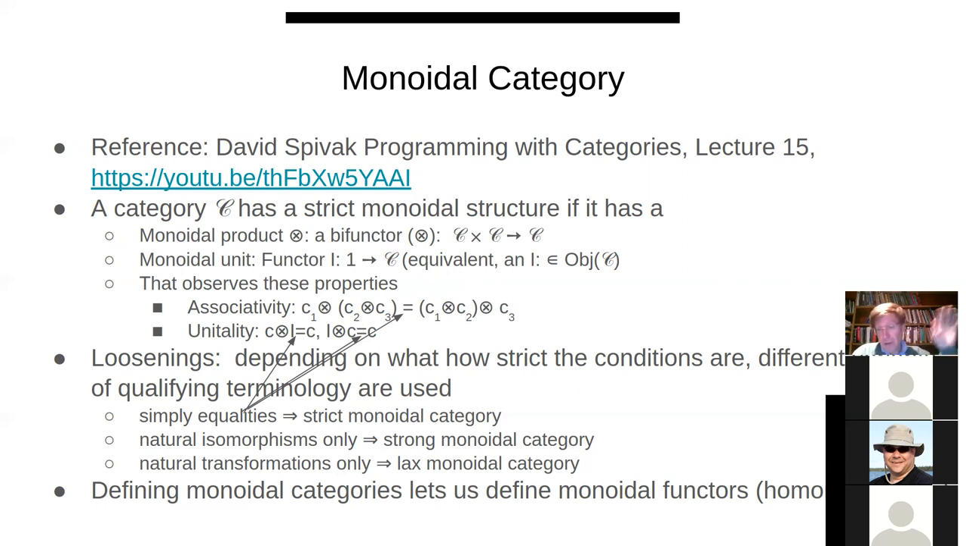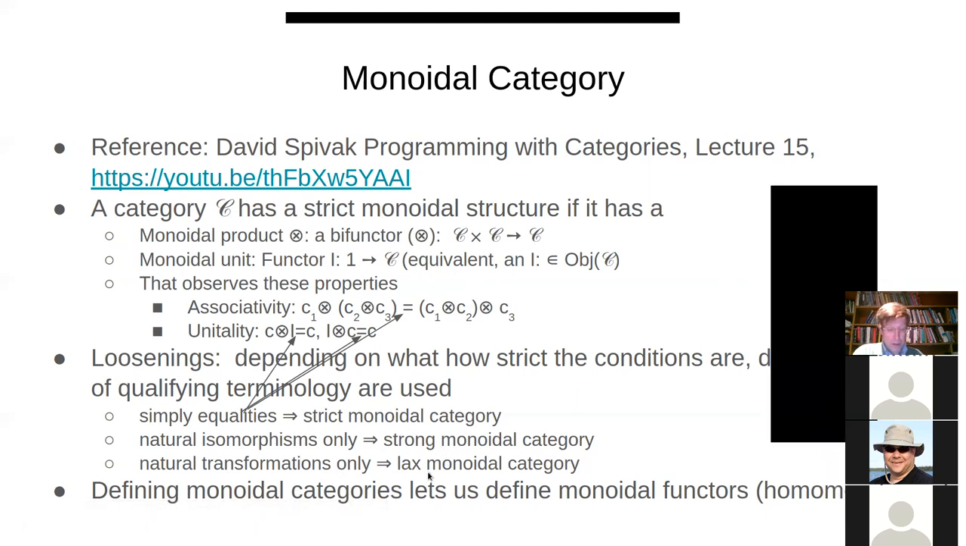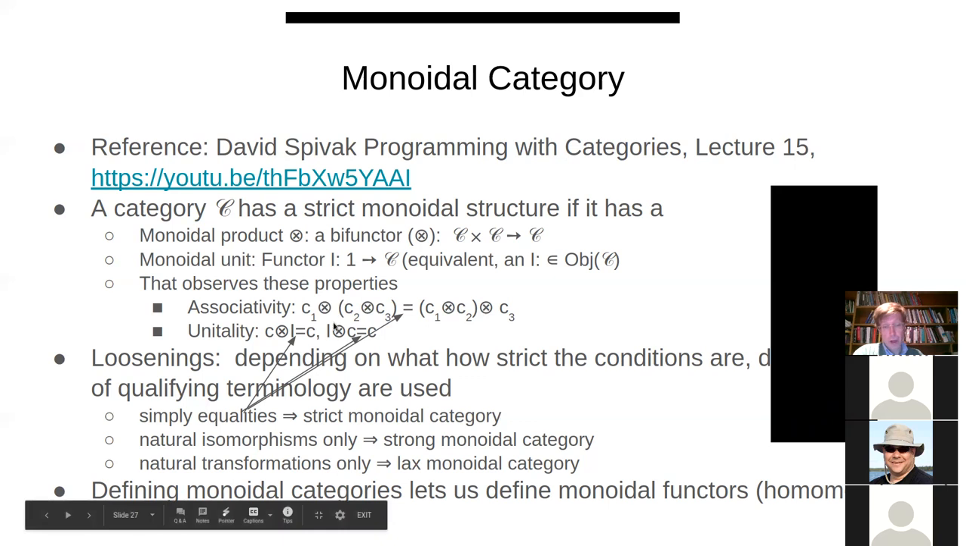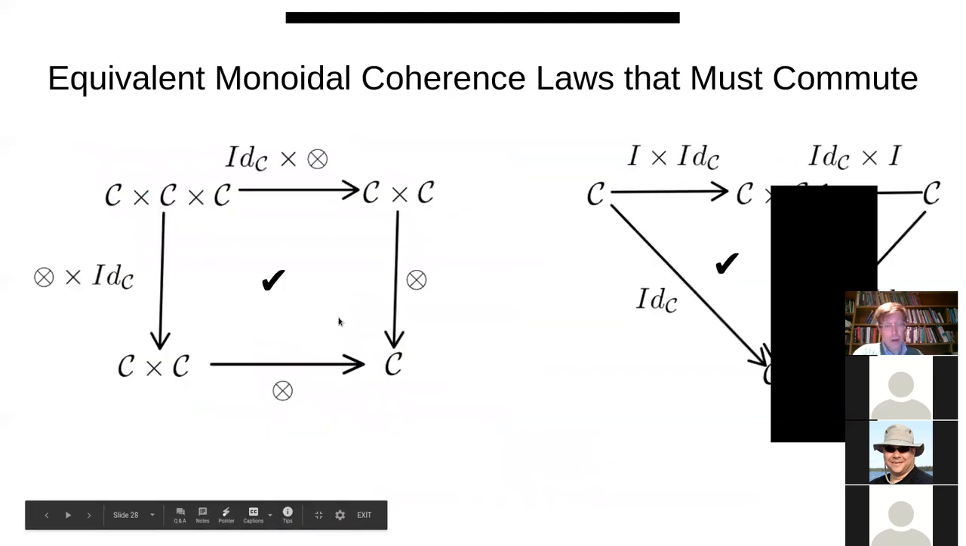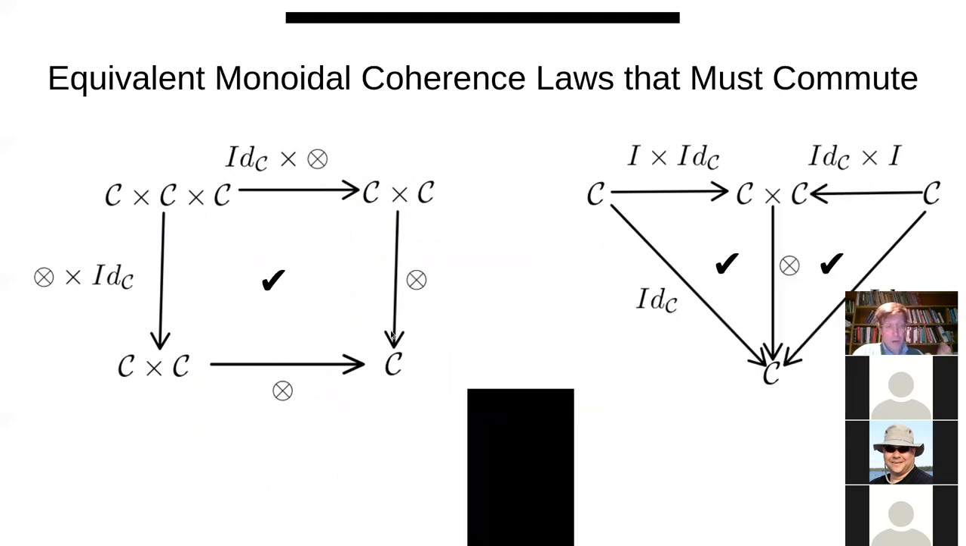There's again different levels of strictness for this, and they have to do with to what degree you have equivalence in these things, or to what degree you have, for example, natural transformations. And one of the things we'll be coming back to for applicatives are lax monoidal categories and lax monoidal functors. And it turns out that defining monoidal categories lets us define monoidal functors. And then they have to observe some laws which basically are associated with these constraints. These have to commute. You have to be able to go around these in any order. And I won't go through them now.